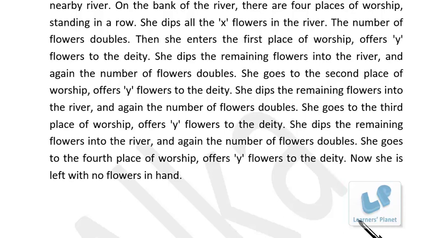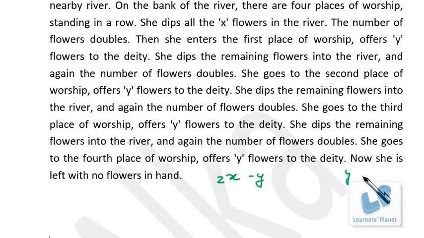That means at the end she is offering Y flowers, right? So we can make a simple equation to solve this problem. She started with X flowers, right? When she dipped into the river, the flowers became 2x. She offered y at the first place, so now she is left with 2x minus y. Now this is getting doubled, so it is 4x minus 2y.